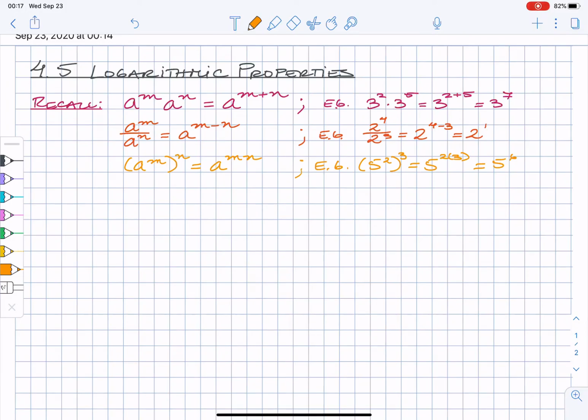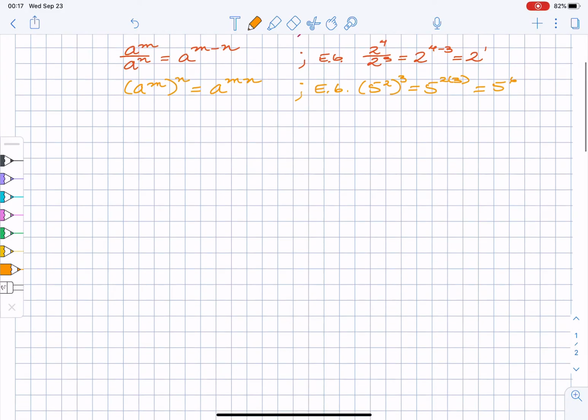So that's what these properties represent. So let's consider, I probably shouldn't have used that orange. Shoot. Okay, well, sorry.